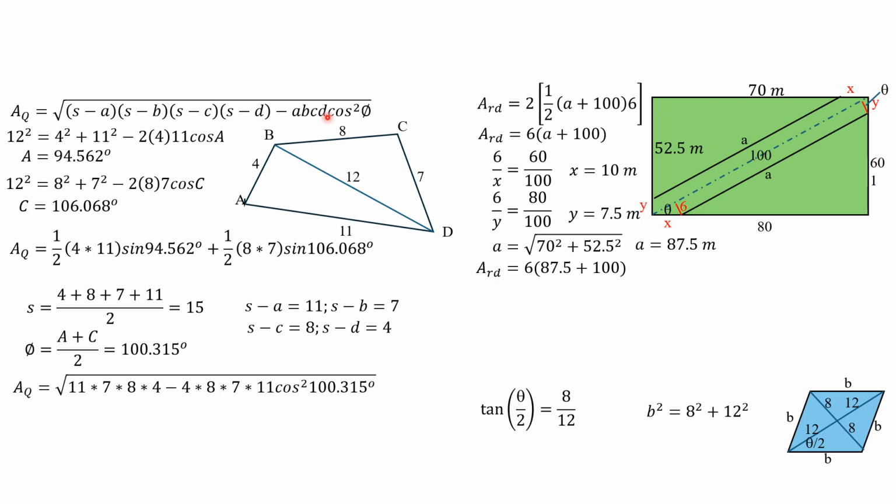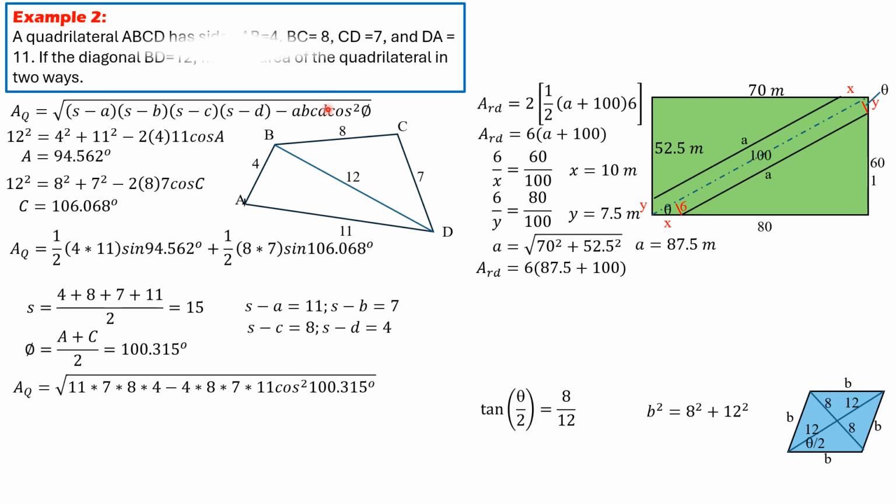Here is the video presenting the solutions to selected problems in plane geometry 2. So here is the first problem. A quadrilateral ABCD has sides AB 4, BC 8, CD 7, and DA 11 units. If the diagonal BD is 12 units, find the area of the quadrilateral in two ways.